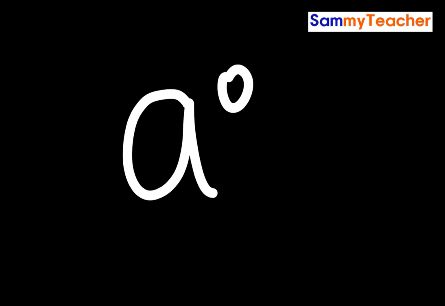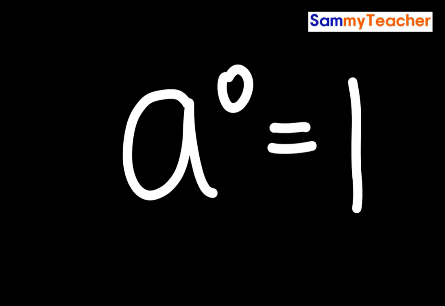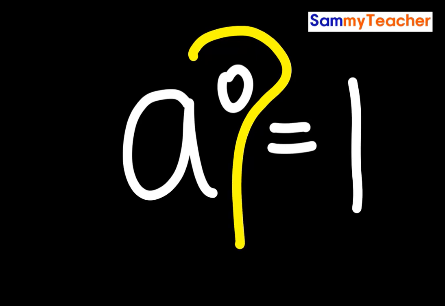You probably learned that anything to the zero power equals 1, except when the base equals 0. But why? Why does anything to the zero power always equal 1? Is there any reason for that? Is there any way to prove it?